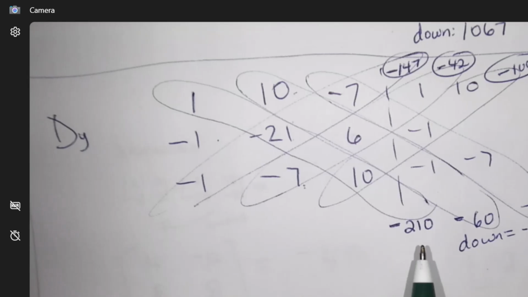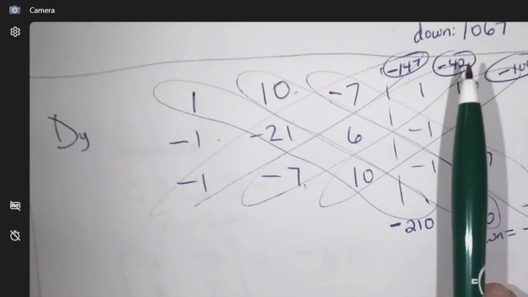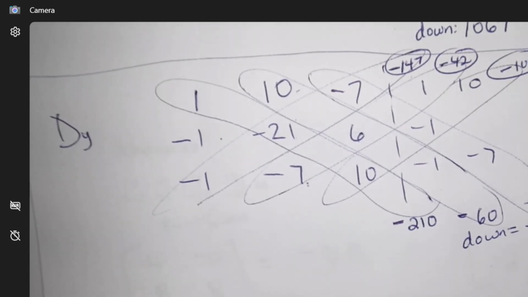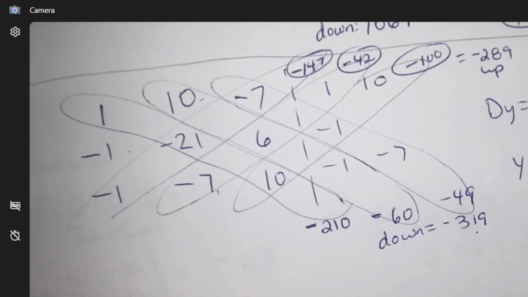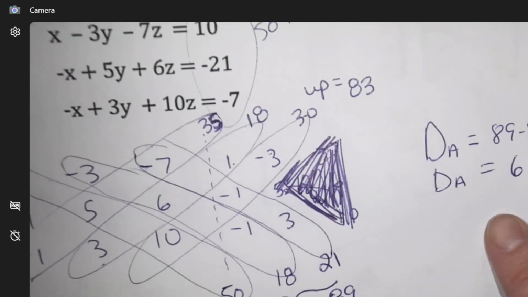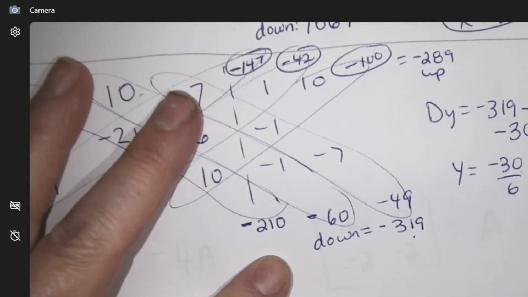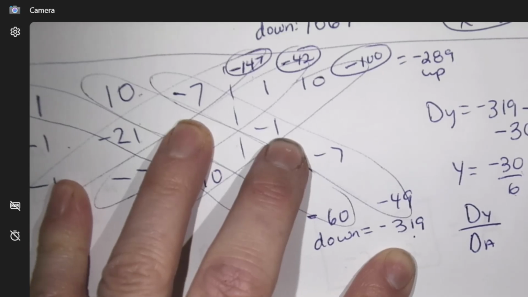My down numbers were negative 210, negative 60, negative 49, totaling negative 319. My ups were negative 147, negative 42, negative 100, totaling negative 289. So down minus up was negative 30. Therefore, y is negative 30 divided by 6, negative 5. Where does the 6 come from? The original determinant. Yeah. Determinant y divided by original determinant.